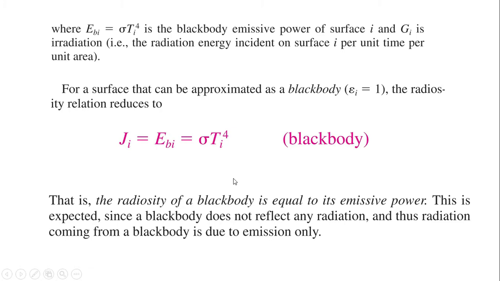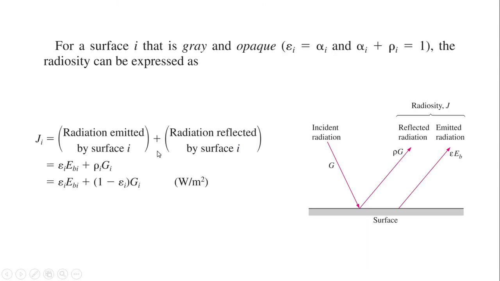So for a surface which can be approximated as a black body, and for the black body we have said earlier that the emissivity would be equal to 1, the radiosity relationship reduces to this expression. How? If this is a black body, the emissivity would be equal to 1. If we put 1 over here, 1 minus 1 would be cancelled out, and the radiosity would be equal to the black body emissive power.